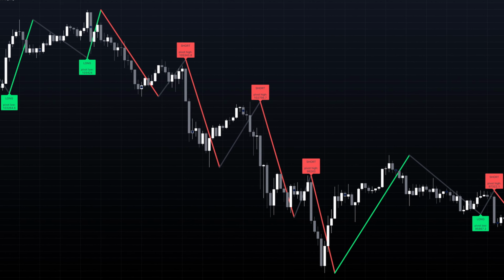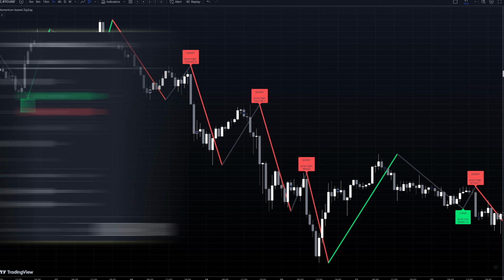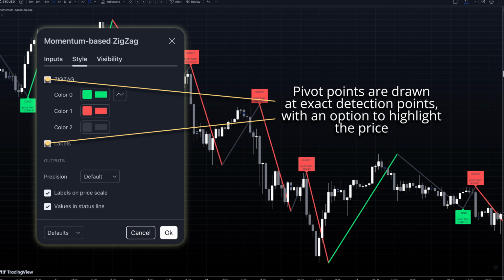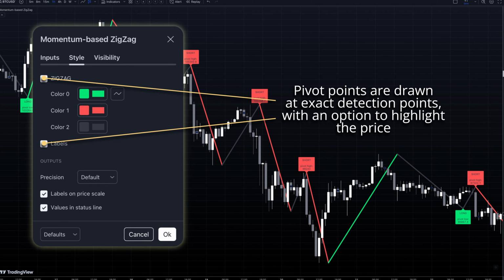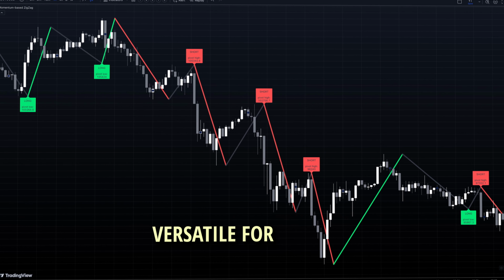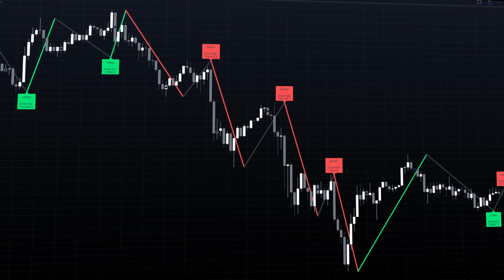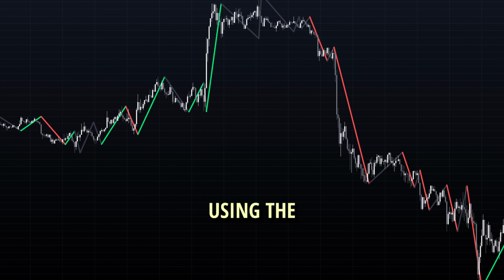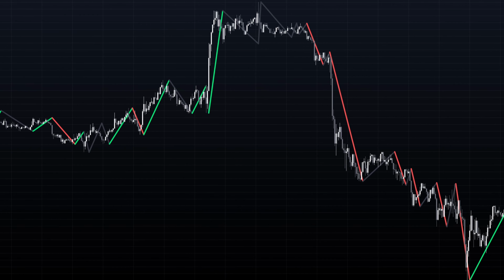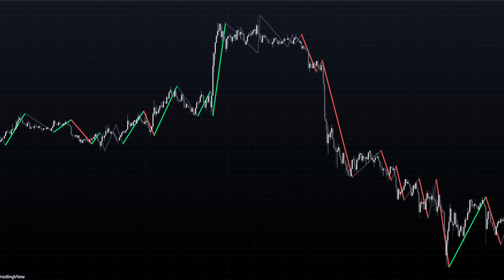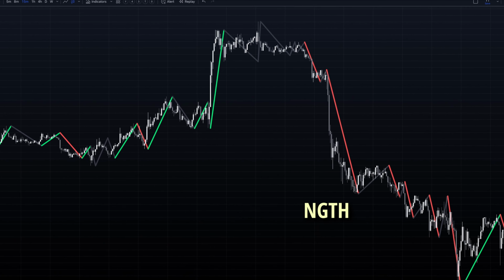A standout feature is its non-repainting nature. Pivot points and zigzag lines are drawn at detection points, with optional color coding to visualize momentum strength and direction. It's versatile for strategies ranging from reversals to trend continuation setups. A potential strategy using the momentum-based zigzag indicator could focus on trend reversal and continuation setups based on the plotted pivot points and momentum strength signals.